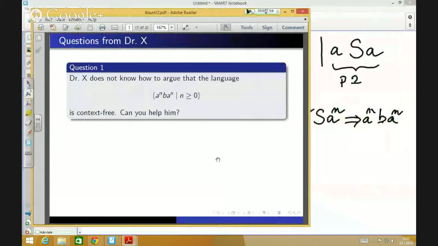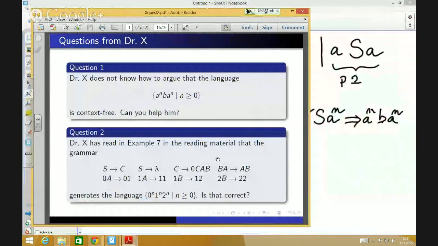Okay, today Dr. X actually had the second question. And the second question also has to do with grammars. Now, by the way, here's a grammar which is substantially larger than what you will have to write down yourselves in this course.